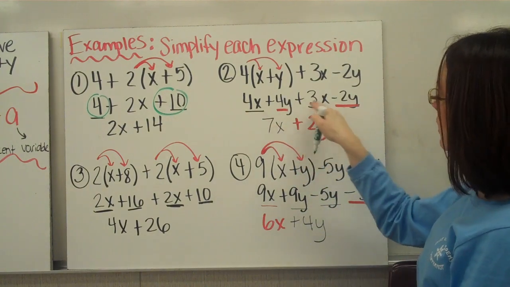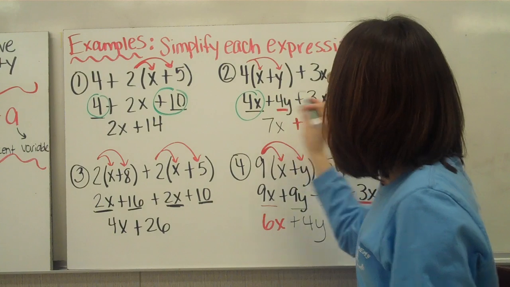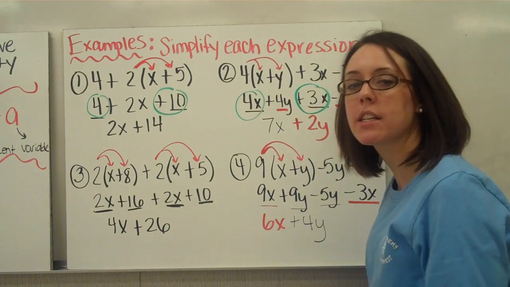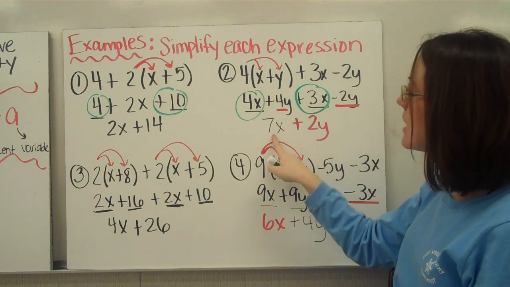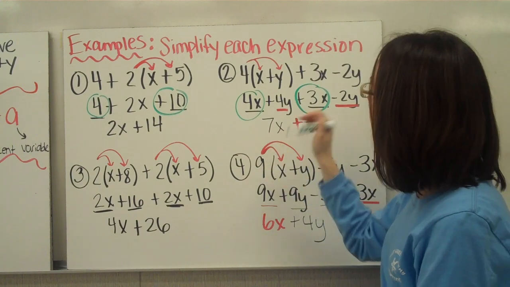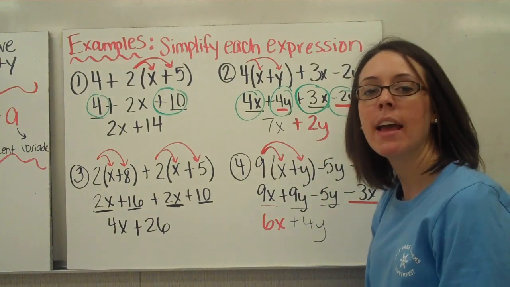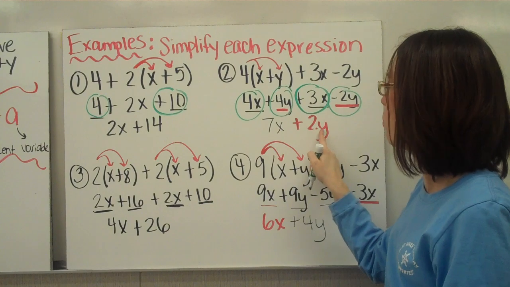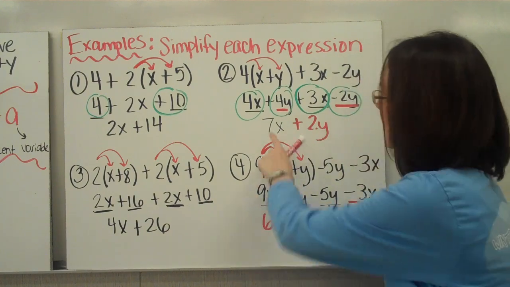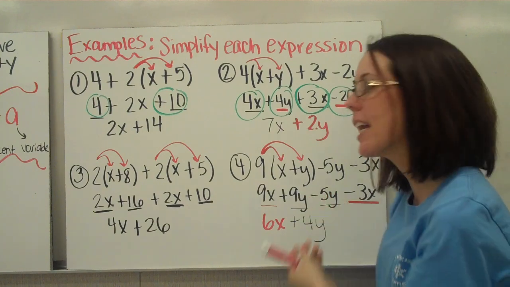All right, here we have to look and see, do we have any like terms? I sure do. I have a 4x and I have a positive 3x. What is 4x plus 3x? Remember, that is a 7x. Then I have a 4y minus 2y. 4 minus 2 is 2. You're left with a 2y. Our final answer is 7x plus 2y. Can't combine those, they're not like.